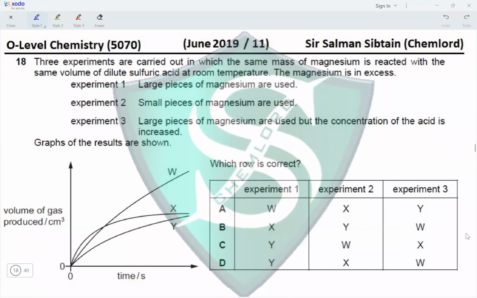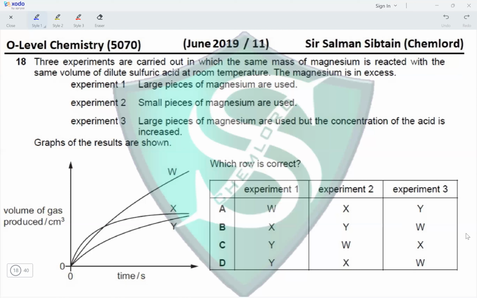Question 18. Three experiments are carried out in which the same mass of magnesium is reacted with the same volume of dilute sulfuric acid at room temperature. The magnesium is in excess. Experiment 1: large pieces of magnesium are used. Experiment 2: small pieces of magnesium are used. And experiment 3: large pieces of magnesium are used, but the concentration of the acid is increased. Graphs of the results are shown.